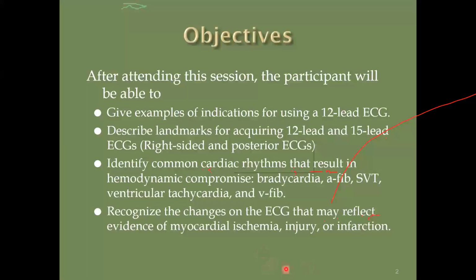All right, so these are my objectives, and these are the same ones that are written in your handout. So we'll talk about, even at the very basic level, why we should do a 12 lead, and then look at how to do it and how to acquire it. How are you going to do the 12 lead? How are you going to do a 15 lead, which would include the right side and the posterior aspects.